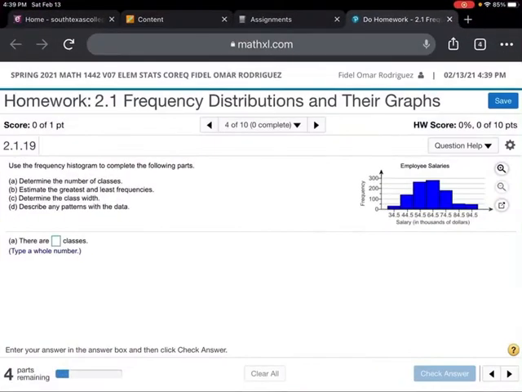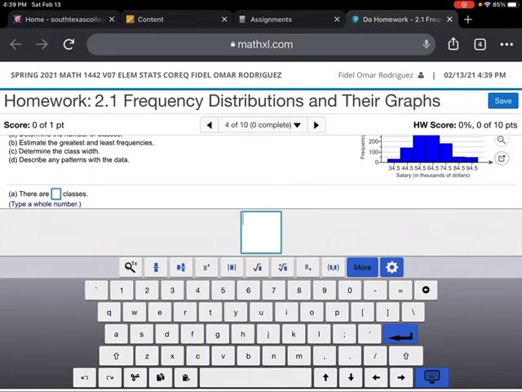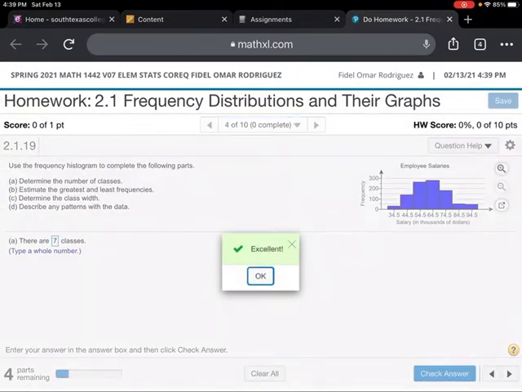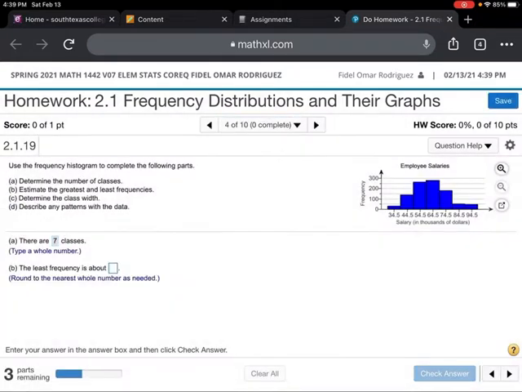So what I'm going to do is, here's my actual problem. I'm doing this actually in my math lab as we speak, so I'm going to hit 7, and we're good, okay? Now it says the least frequency. So when I'm looking for the least frequency, I'm looking for the smallest bar.